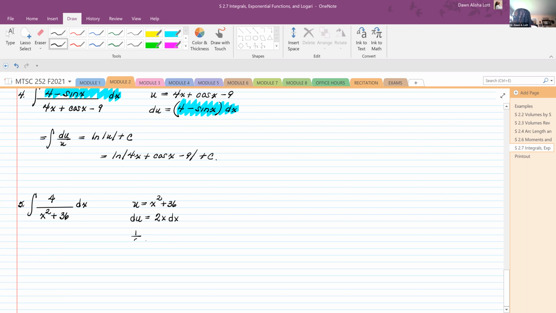One half du is equal to x dx. So you have the integral of 4, and then you have 1, just dx over u. What's the problem? You can't make an equal substitution.